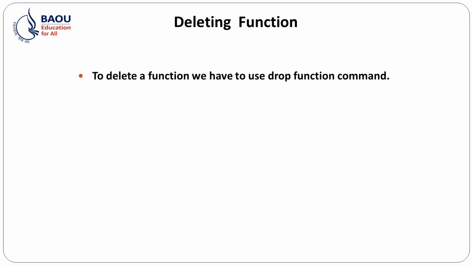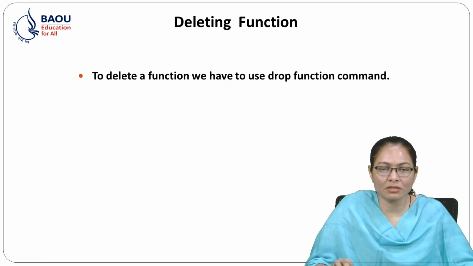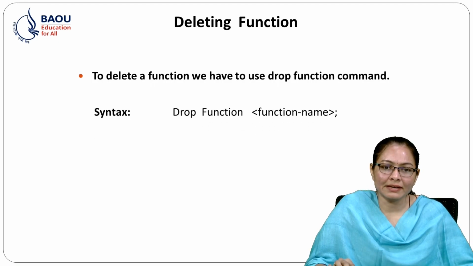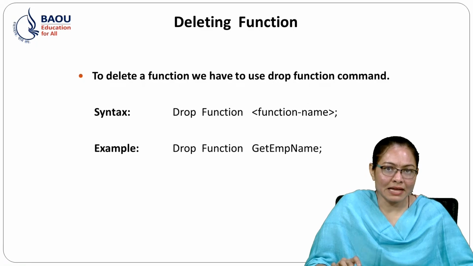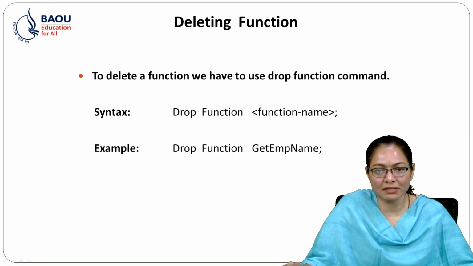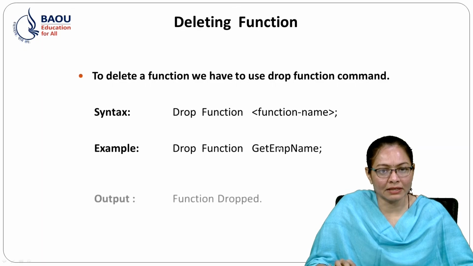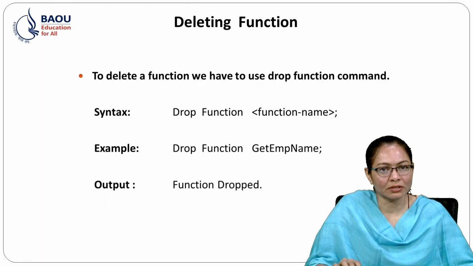Now, how to delete or drop the function? To delete the function, we have to use drop function. The syntax is drop function, the function name, and then a semicolon. Example: drop function get employee name. Only the function name is written here. Drop function, then the function name, get employee name, and then a semicolon. It will drop the function permanently. So the output is "function dropped".